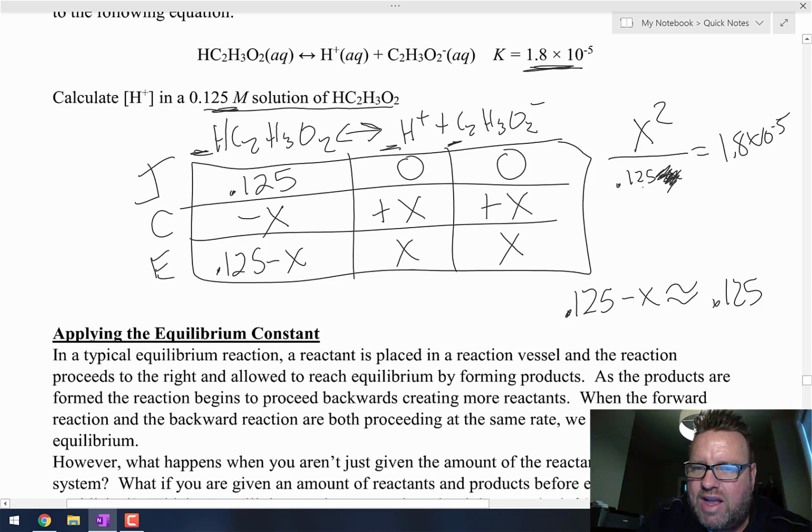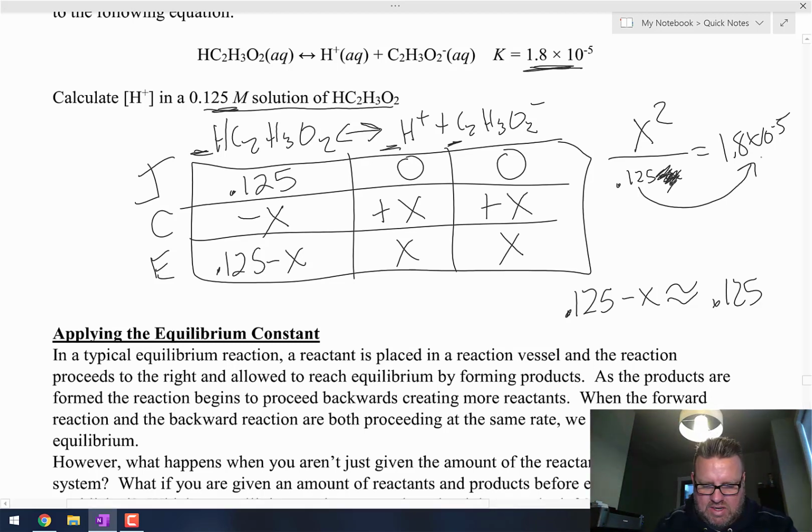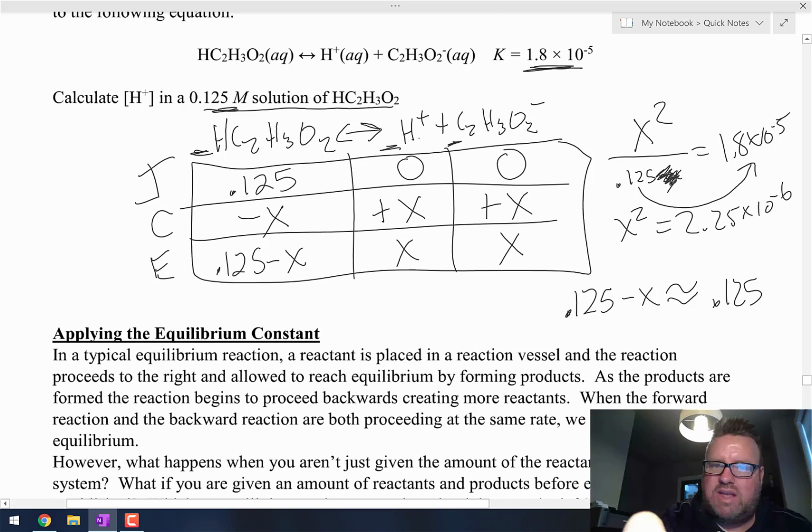Because now to solve for x, I just need to multiply this side by 0.125. So I'm going to take 1.8 times 10 to the minus fifth and multiply it by 0.125. And I get 2.25 times 10 to the minus sixth. And I don't really care what that is, because that's x squared. X squared equals 2.25 times 10 to the minus 6. Now I don't want x squared, I want x. And so the only thing I have to do is square root that answer, and I get my final answer of 1.5 times 10 to the minus third.